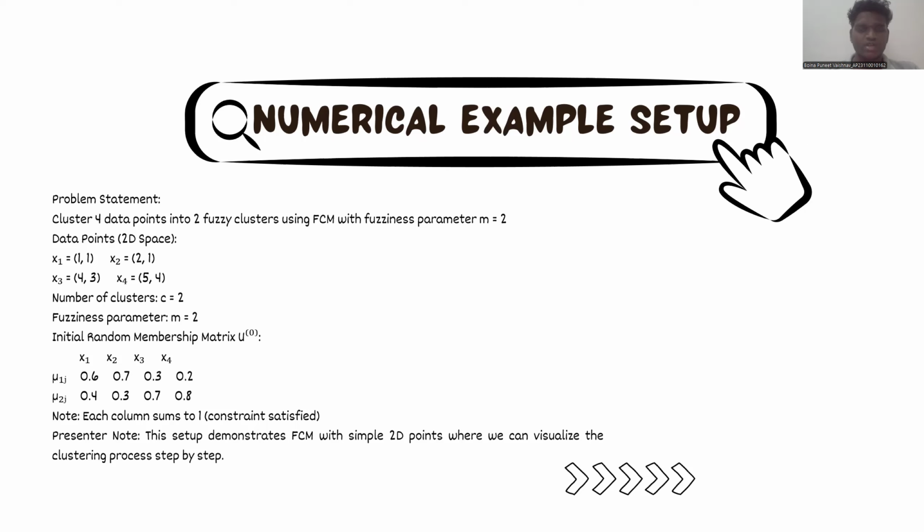Step 1. Calculate the centers. We calculate the cluster centers using the formula. We substitute the membership values and data points. After calculating, C1 becomes approximately 2.34, and C2 becomes approximately 4.15. These are the initial cluster centers.